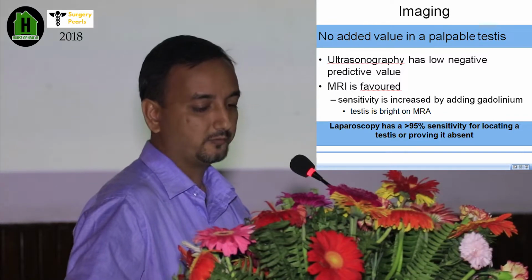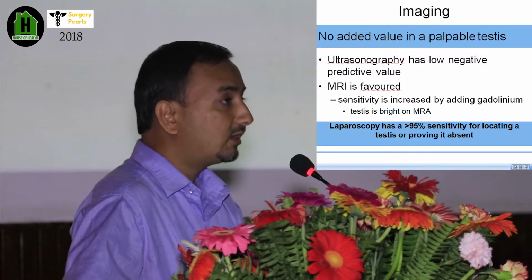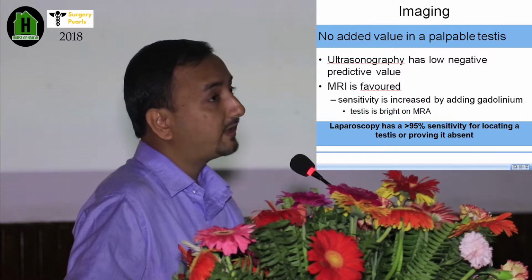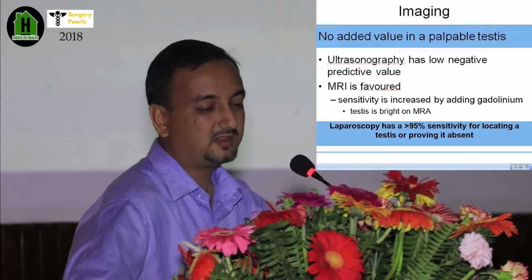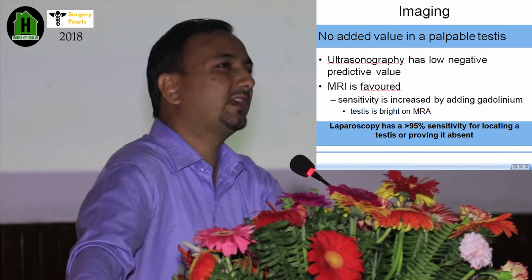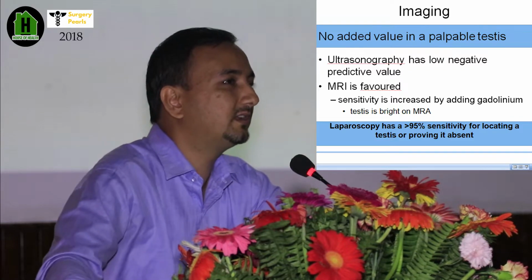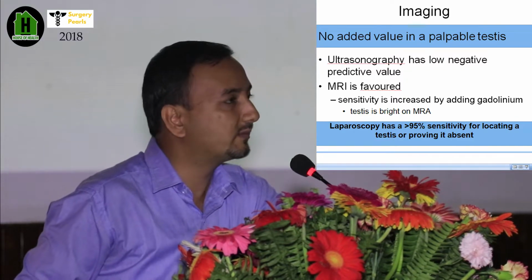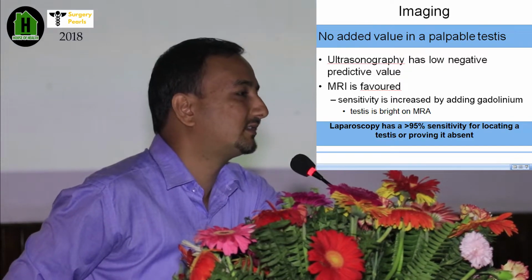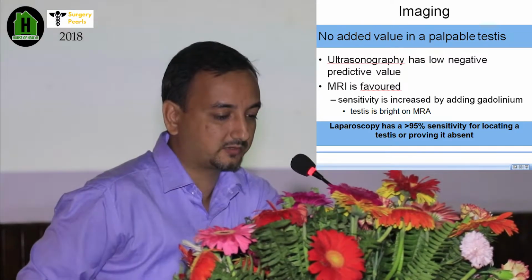So imaging, there is no added value if the testis is palpable. But if it is not palpable, then it can provide some added advantage. And ultrasonography has a very low negative predictive value. It cannot say that the testis is absent. If it finds a testis, it is okay. But if it doesn't find, then you can't say that the testis is absent. That is the problem of ultrasonography.